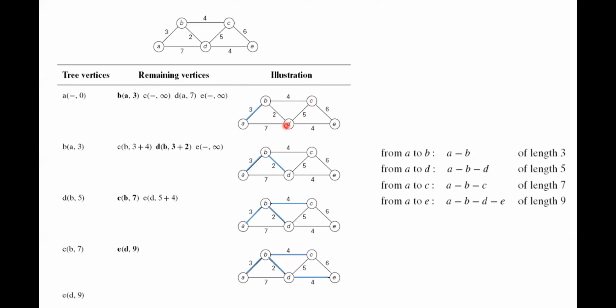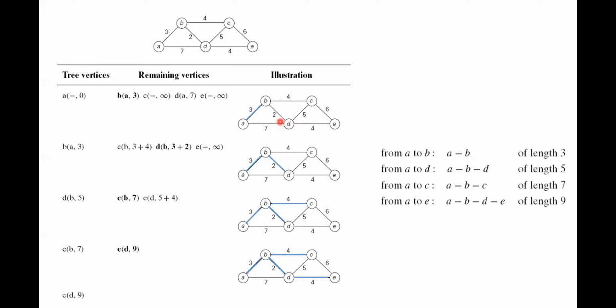Now we are having another option, 2. Here, 2. So can I directly come from B to D? No, because the source node is A. So A to B, B to D. So how much is the cost? 3 plus 2.